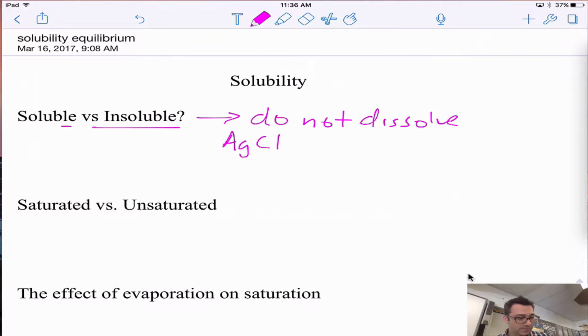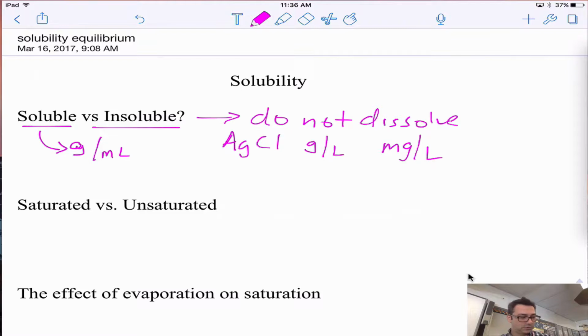If you're soluble, that means that a lot of salt dissolves, and normally this would be in grams per milliliter amounts. Whereas here, when we talk about something like AgCl, we might be doing grams per liter or even milligrams per liter, depending on how insoluble the salt is. And you'll see differences in what that looks like.